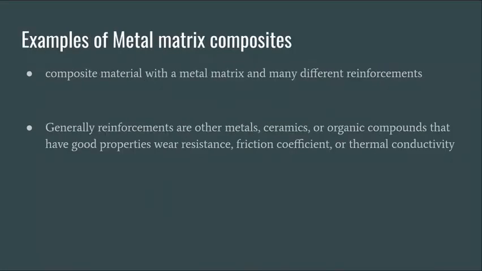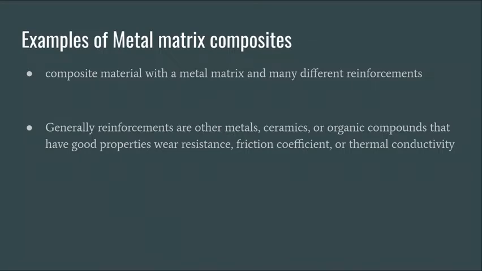Another example, this isn't an example of a fiber reinforced polymer, but it is just a fiber reinforced composite. It is called a metal matrix composite. And this is a composite material with a metal matrix, which is right in the name. So you can remember that easily just by reading the name. And then they can have different reinforcements.